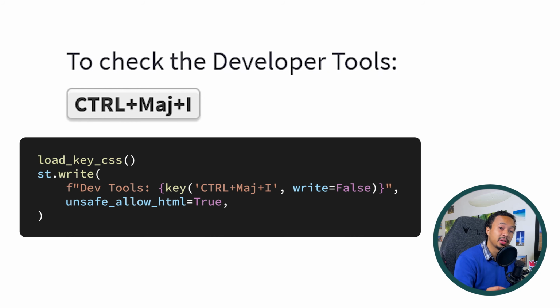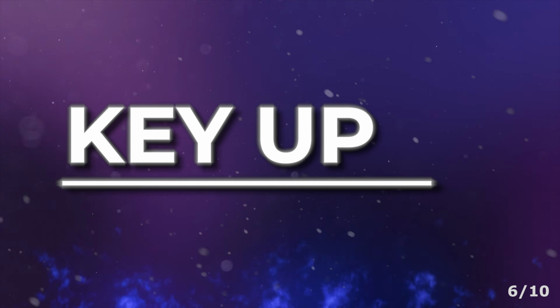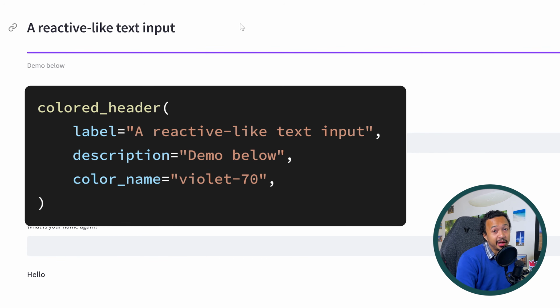Pretty neat. Last but not least, if you're adding keyboard shortcuts by using this tutorial, for example, well, you can specify the shortcut in the app with a specific styling. I think this one is pretty awesome. By the way, I'm putting a colored header that is also from the Streamlit Extras library. But let's get back to our text input.